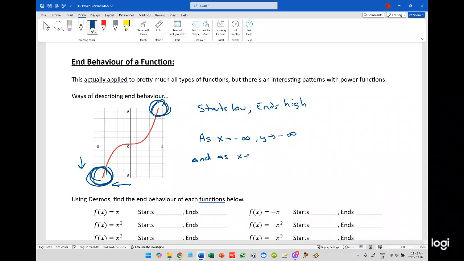And as x goes to positive infinity, y goes to positive infinity. So we basically just look at what happens to x as it goes to negative infinity or positive infinity, which is really a fancy way of saying what happens as it goes to the left and what happens as it goes to the right. In this case, as it goes to the left, we go down, so y goes to negative infinity. And as we go to the right, it goes up, so y goes to positive infinity.